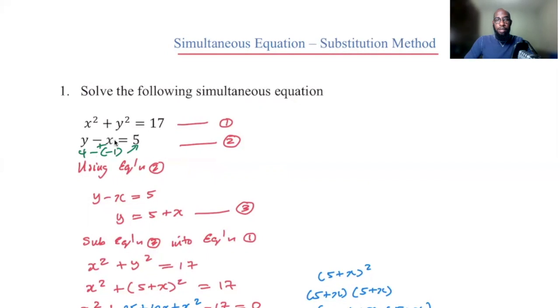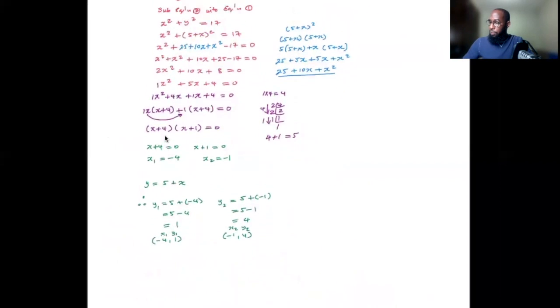And same thing, if x is negative 1 and y is 4, so negative 1 squared plus 4 squared, right? Negative 1 squared is 1, 4 squared is 16, 1 plus 16 is 17. So clearly we saw that those points as well worked out, all right?